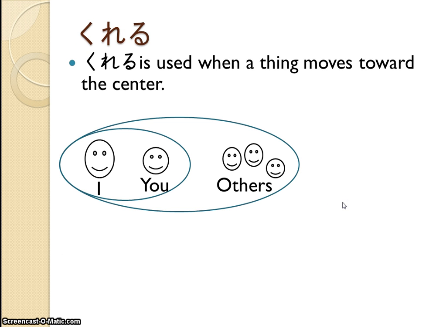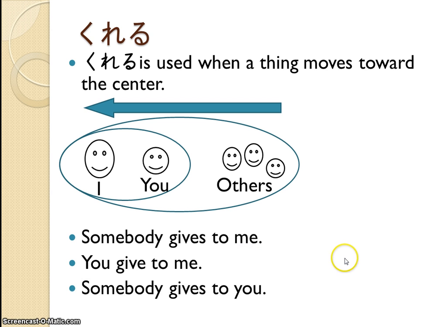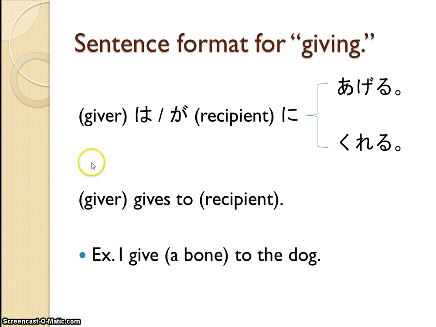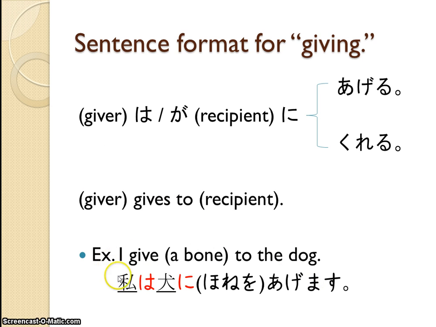Now kureru is the opposite. You can assume when others are giving to you, others are giving to me, or you're giving to me. The format is the same: the giver, then the recipient, and then you put ageru or kureru. This translates to the giver gives to the recipient. So, I give a bone to the dog. 私は犬に骨をあげます. Whatever is being given, the item receives the particle wo.